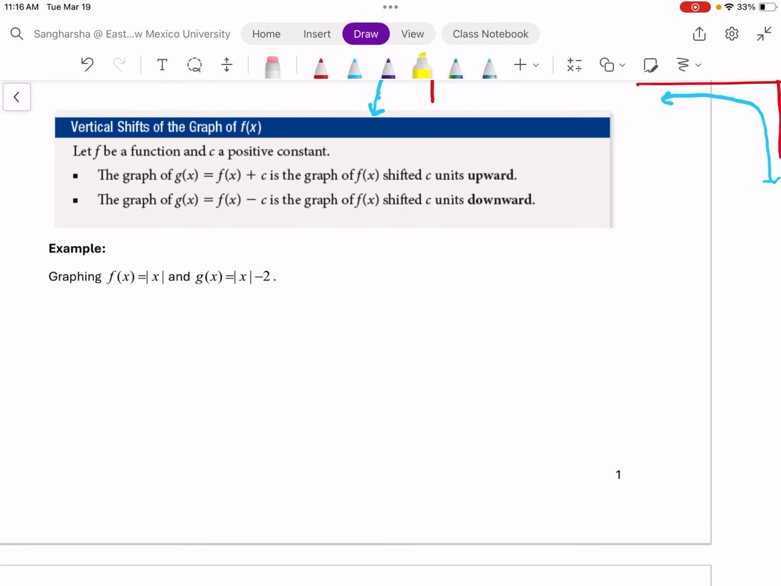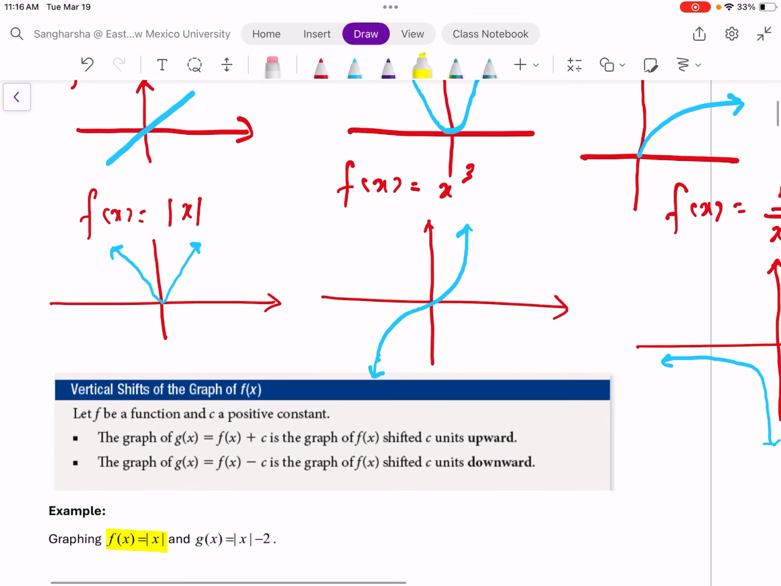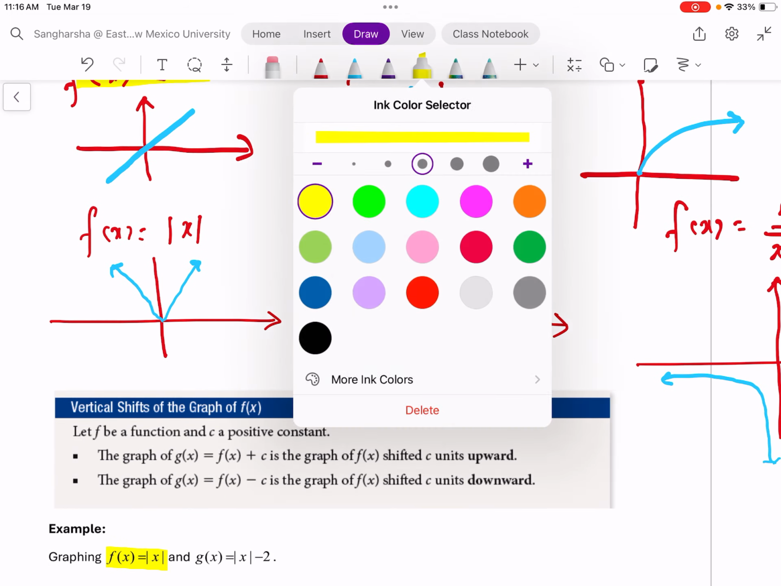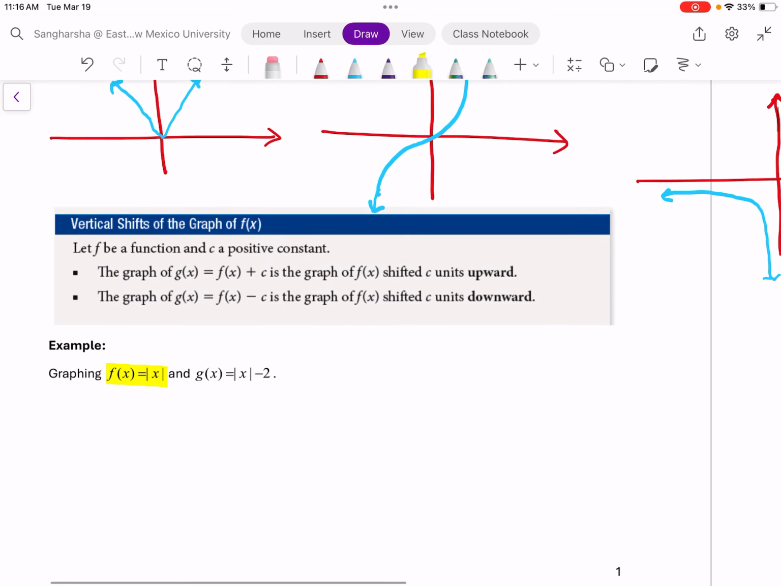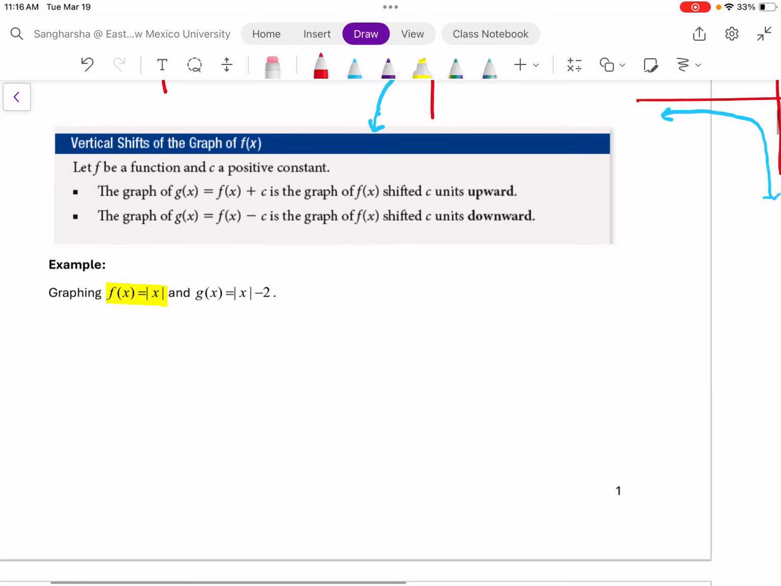So here we have our f of x equals absolute value of x. Now what kind of function is this? It's an absolute value function, right? Now if we go back, here we have the graph for this absolute value function. So let's redraw that. We have a graph here.